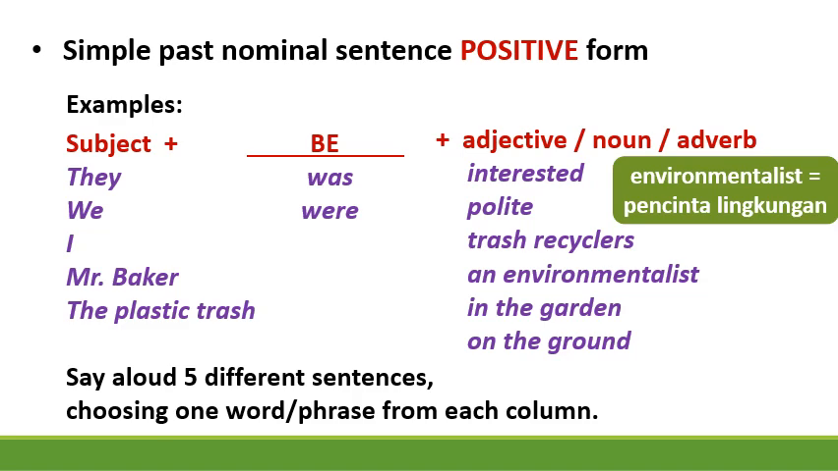Say aloud 5 different sentences, choosing one word or phrase from each column. For example, I was in the garden. Your turn. Well done.